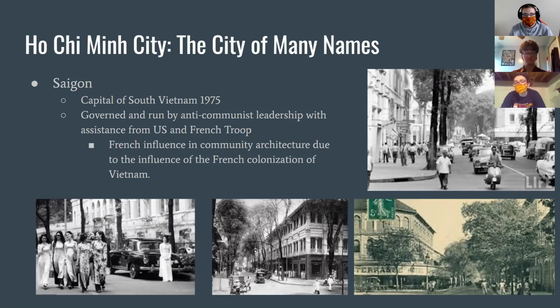Most of these pictures that are shown here are from the 1960s, and you can see the definite French influence. Looking at the bottom right photo, there's not a whole lot of Asian architectural influence in that building alone. And a lot of this has to do with the fact that it was originally a French colony.